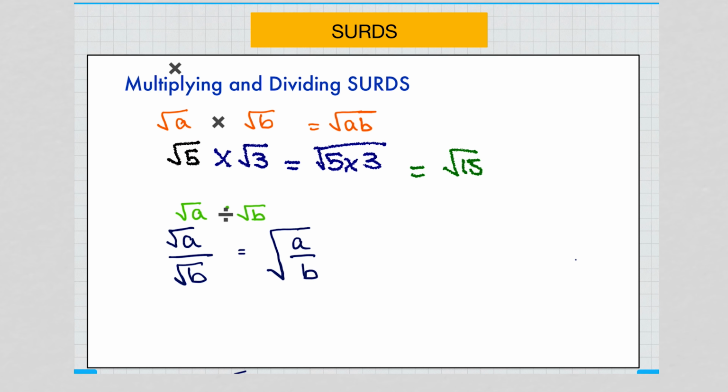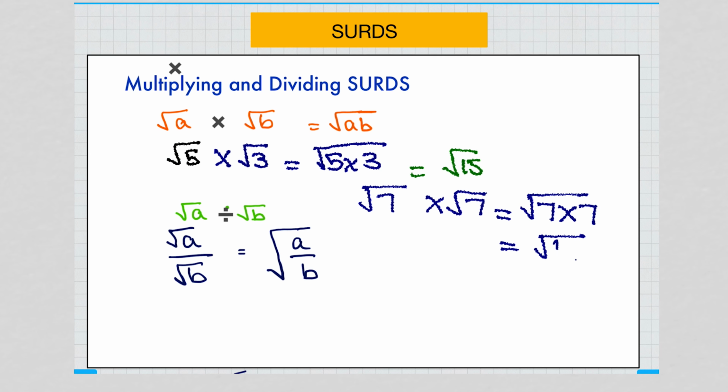If you have root 7 times root 7, what we can do is multiply them together. 7 times 7 is 49. Also we know root 49 is 7. How is root 49 equal to 7? Basically the square root has a value of half as a power. Yes, half as a power.